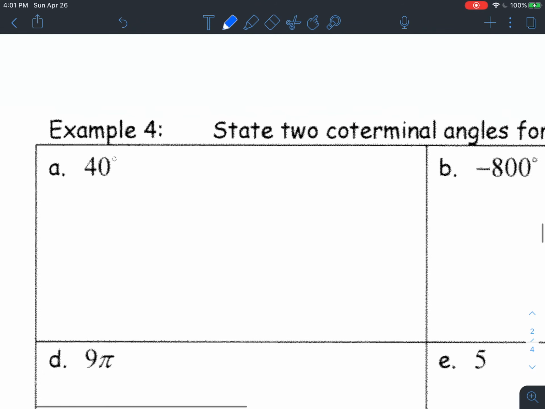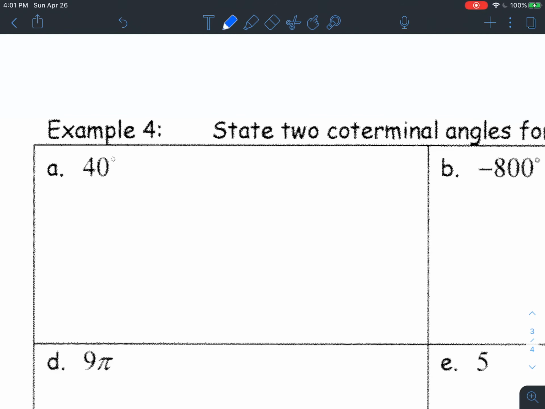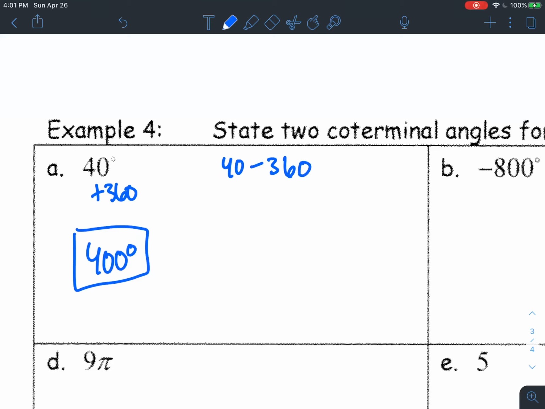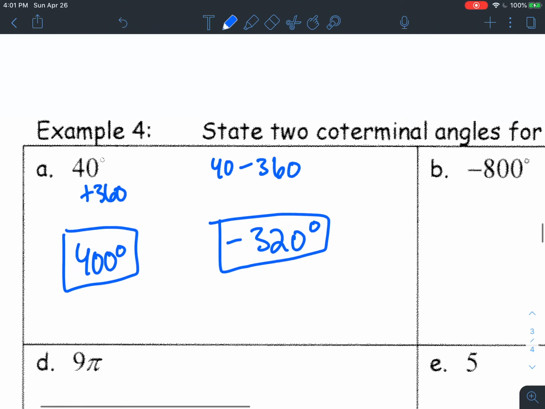Now sometimes, like in this first one, for part A, if you add 360, you get 400 degrees, and that is a positive coterminal angle. If you do 40 minus 360, you get negative 320, which is a negative coterminal angle, which is awesome. You can just add 360 and subtract 360, and you have a positive and a negative coterminal.